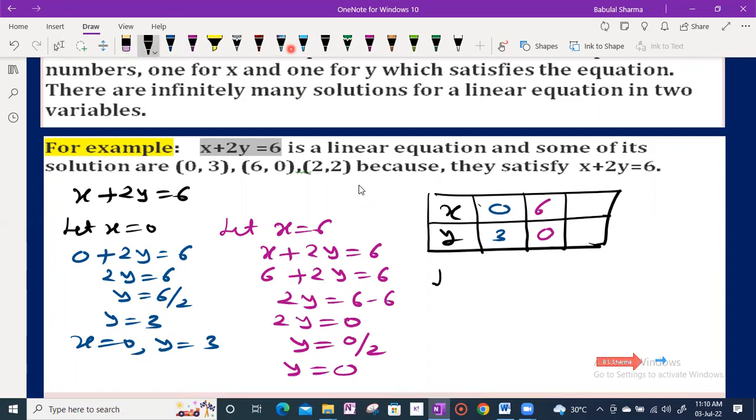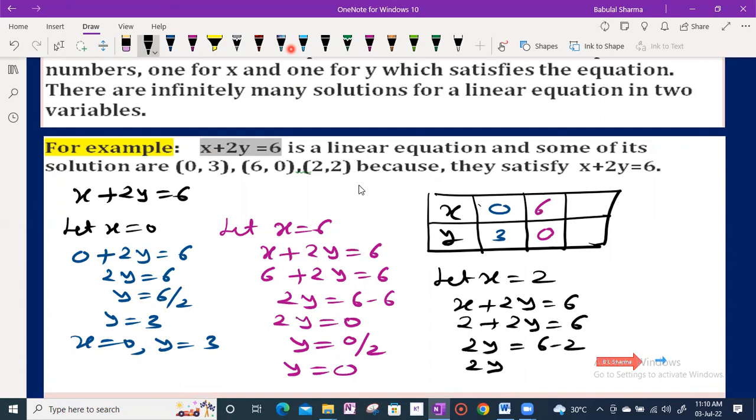Third, let x is equal to 2. Our equation is x plus 2y is equal to 6. x की जगह 2 रिप्लेस करिए. x is 2, so 2 plus 2y is 6. 2y is 6 minus 2. 2y is 4. y is 4 upon 2, that is 2. So here x 2 है तो y भी 2 है. So if x is 2, y is 2 also.